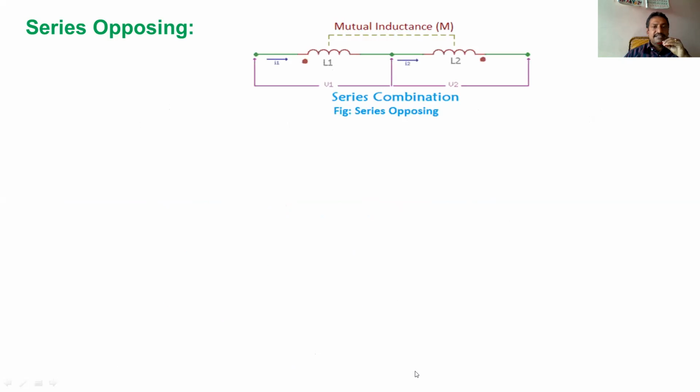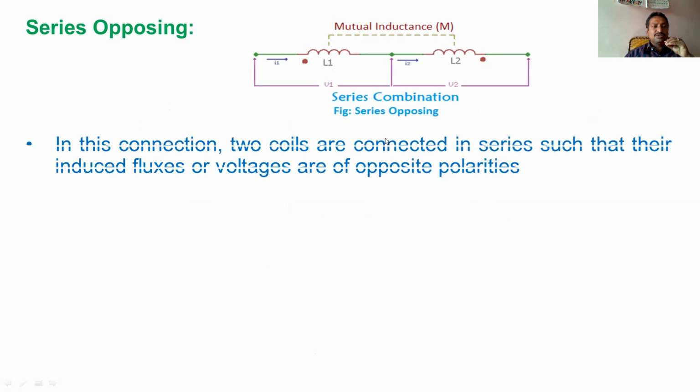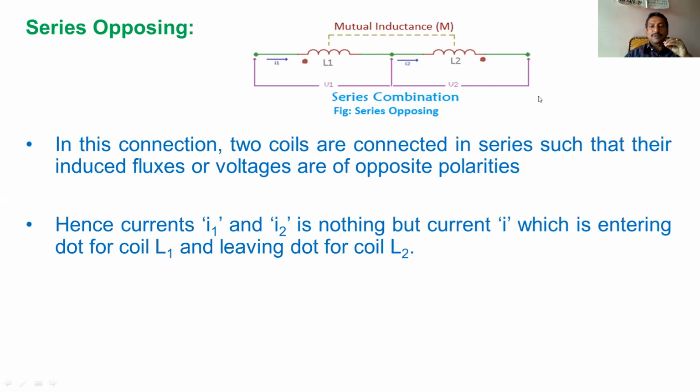The second is the series connection, series opposing. See here, one is entering, another is leaving. This is entering, this is leaving. So in this connection, two coils are connected in series, and their induced fluxes or voltages are of opposite polarities, opposite in nature. Therefore total flux phi t is equal to phi 1 minus phi 2, or phi 2 minus phi 1. Similarly, total voltage V is equal to V1 minus V2. But when we apply KVL, it is V1 plus V2, where the mutual induced EMF sign is minus.